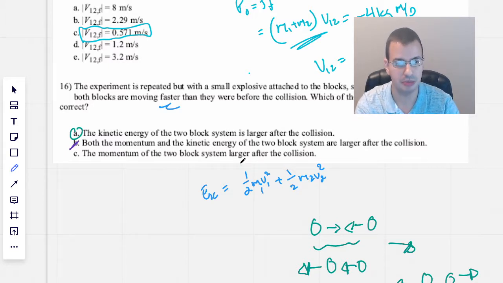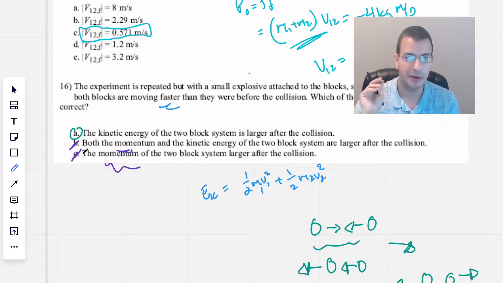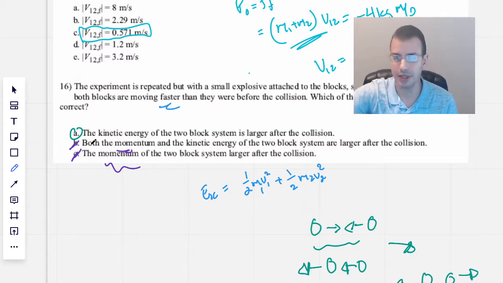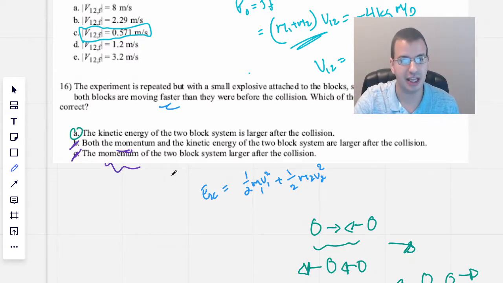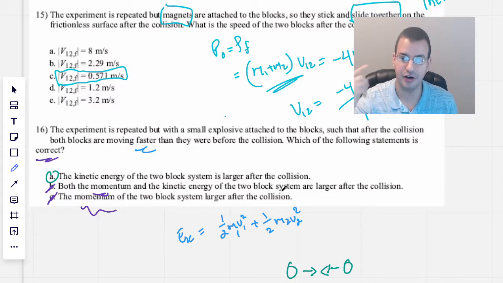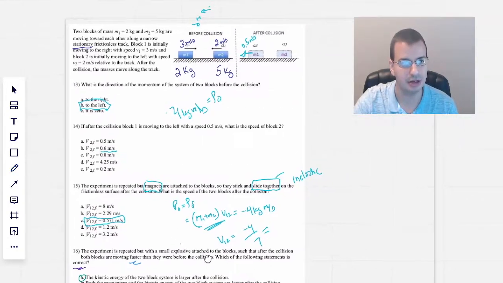Momentum of the two-block system, larger after, and then it says, it ignores the kinetic energy part, and it says just the momentum is bigger. Well, that's the one that was our objection to part 2, so that's going to be our objection to part 3 as well. Probably true. I'd like to think that there's explosion, that it would create more momentum, but we can't guarantee that to be true. This is asking which of the following statements is correct, and that should be read as must absolutely be true, cannot be false. So that's how we go for these ones. It's not too bad. I liked them. All right, let's go on to the next.